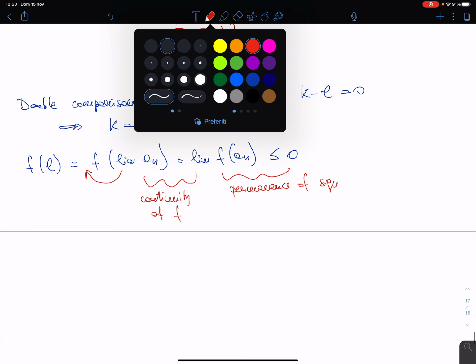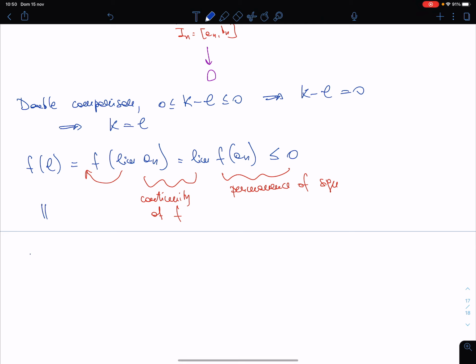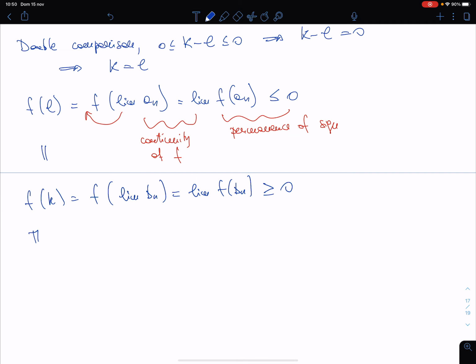But f of L is equal to f of k, because L is equal to k. k is the limit of b_n, and this is the limit of f of b_n. Again, by permanence of sign, this is larger or equal to 0. So you have that f of L is between 0 and 0, and the only possibility is that f of L is equal to 0. And this is the end.